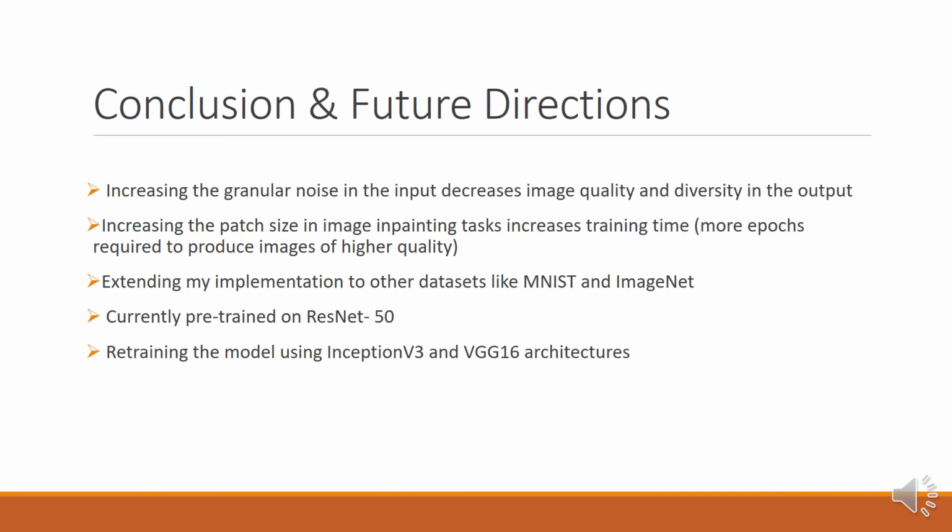Based on the results obtained, it can be inferred that increasing the granular noise during the input decreases the quality of the images generated as the output. Moreover, the image diversity is also compromised as we increase the grain value. For example, images belonging to the same class of the dataset start looking like each other with no variations in color, shape, or position of the object, as well as the background in the images. However, with a lower grain value, we see that the images of the same class show diversity in all these attributes.